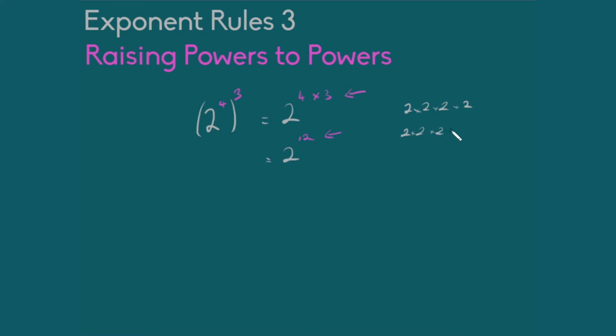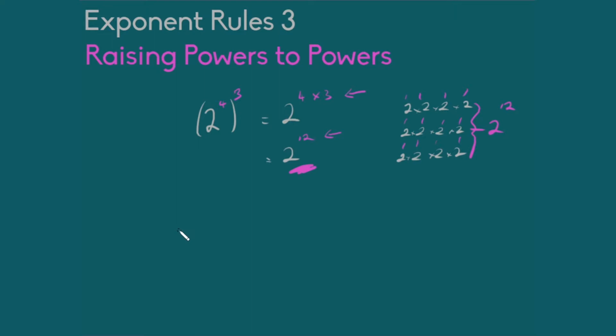And so again, to remember how to raise powers to other powers, we have this example. We have 2 to the power 4 raised to the power 3. And here we're raising 2 to the power 4 to the power 3, and we will multiply the exponents together. So this gives us 2 to the power 4 times 3, which is 2 to the power 12.